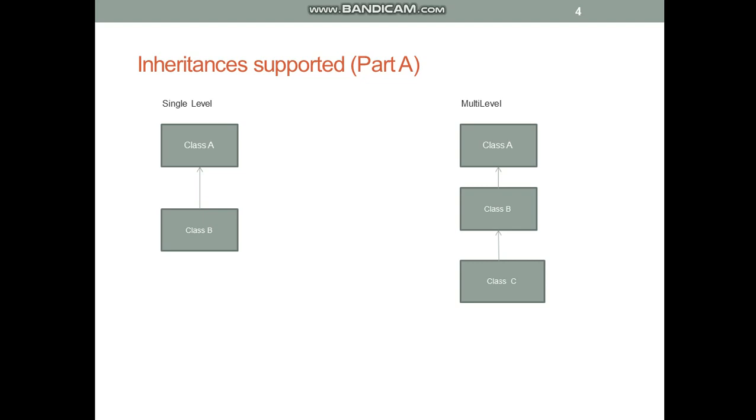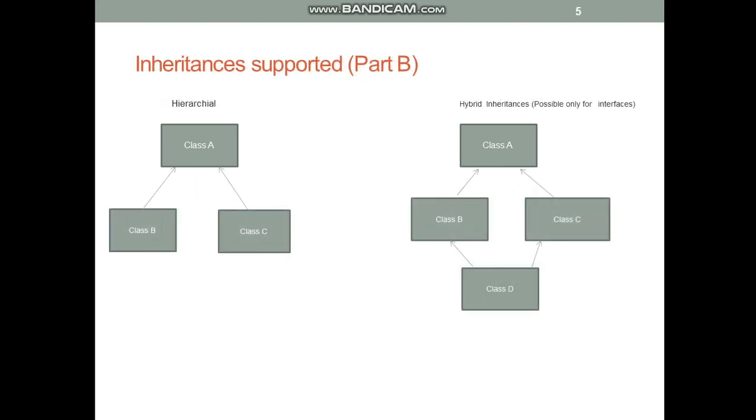Now I'll move ahead to part B of inheritance. On the left hand side of the screen is hierarchical inheritance. Hierarchical means there is a single class A, which can be extended by class B and C. So class A is the parent of both class B and class C. As you can see in the diagram, those two rectangles point to class A. So hierarchically, both classes can acquire properties from class A. So this is hierarchical inheritance.